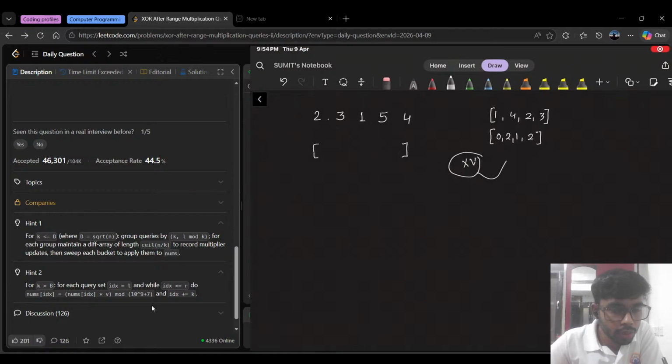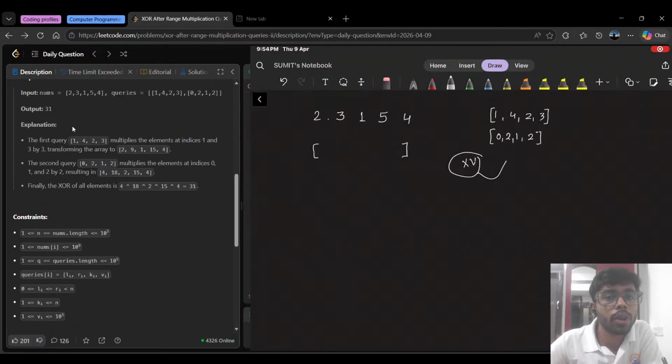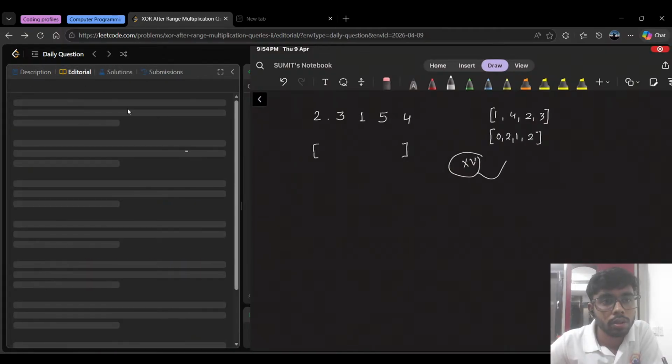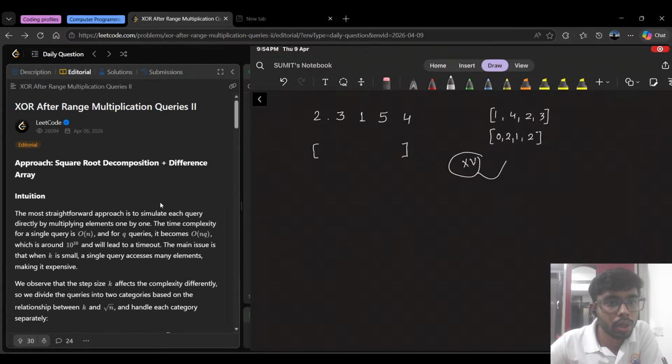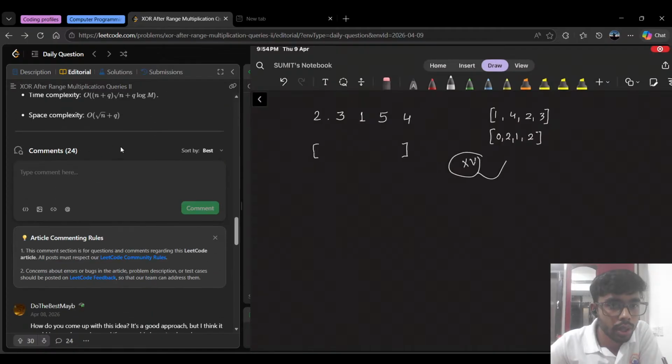And hint 2 is, for k greater than B, for each query, set index equal to l, while index is less than or equal to r, do it directly. Okay. So where does this logic come from? Let's see, the approach is square root decomposition for a difference array. How do we get this intuition?